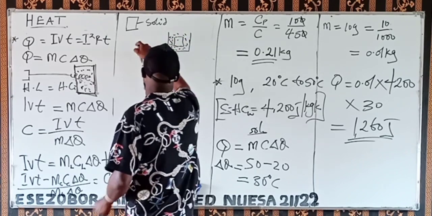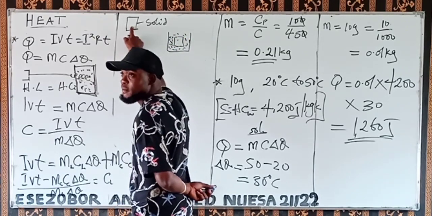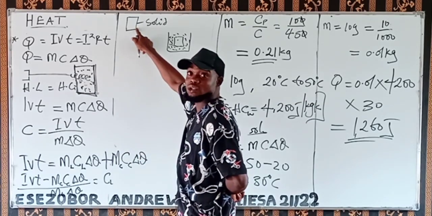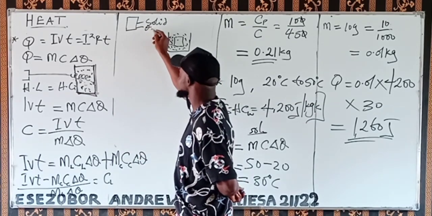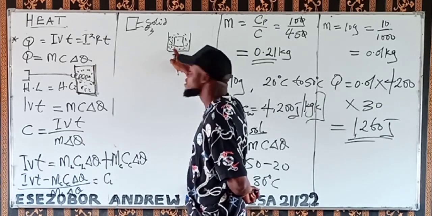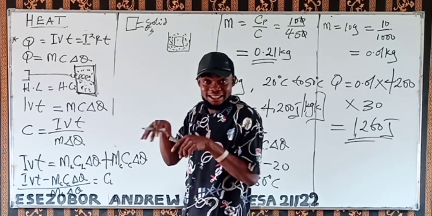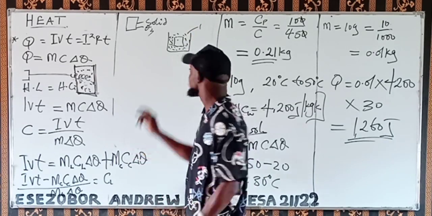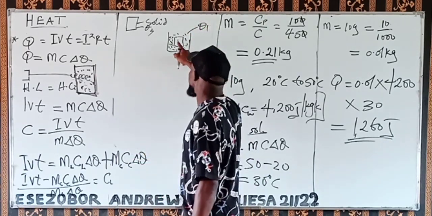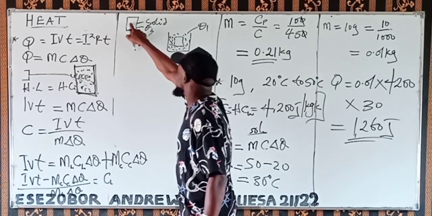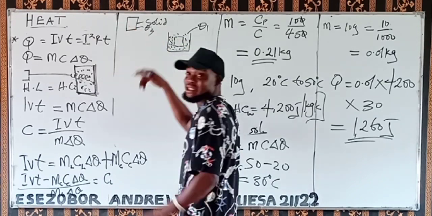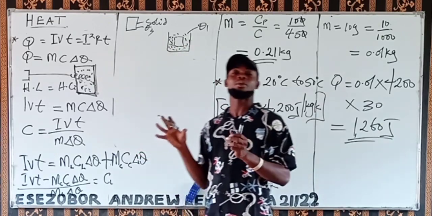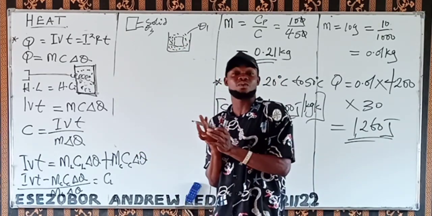You measure the temperature of this solid body when it's now hot. You call it, let's say, theta 3. You measure the initial temperature of this liquid. You call it theta 1. Then after you have placed this hot solid body inside this liquid, you will allow both of them to attain a particular temperature.